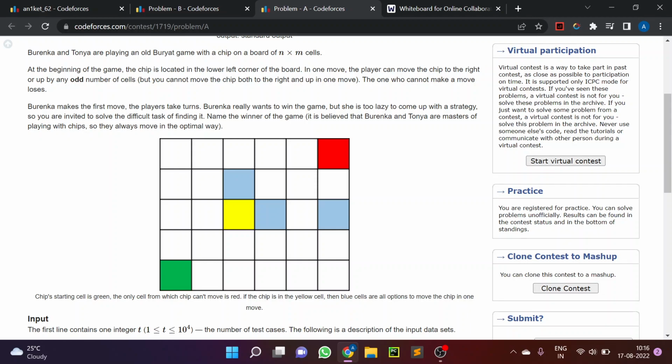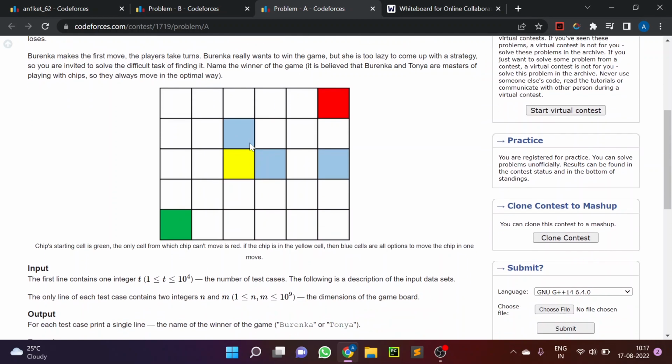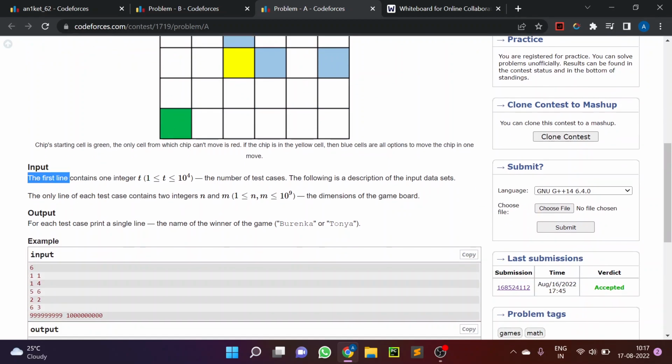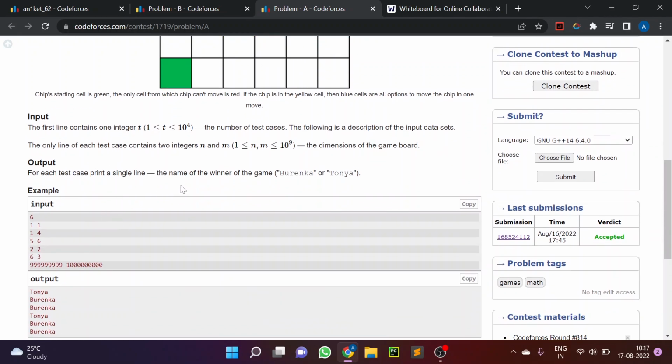The game starts with the move of B, and players take turns, and we have to output the name of the winner of the game, and both players are masters at playing chip, so we have to play in an optimal way. Let's check the input. The input is first t test cases, and in each test case we get two integers n and m, which are the dimensions of the game board, and we have to output the name of the winner as B or T.